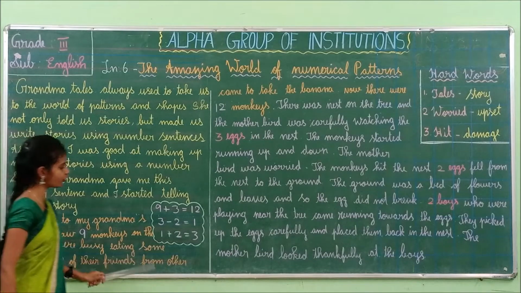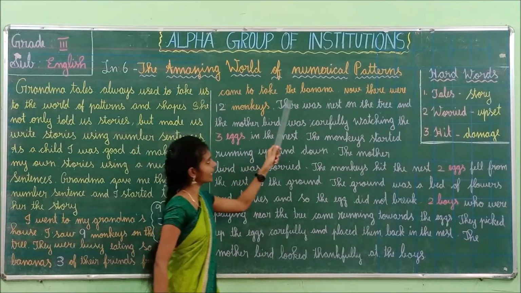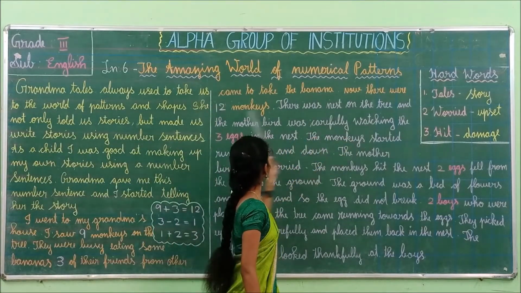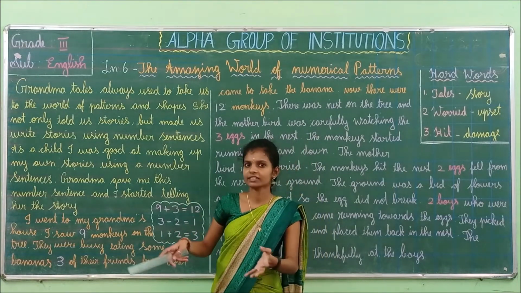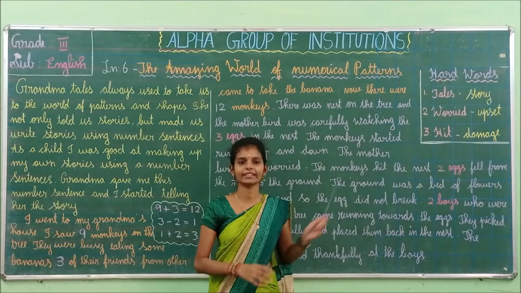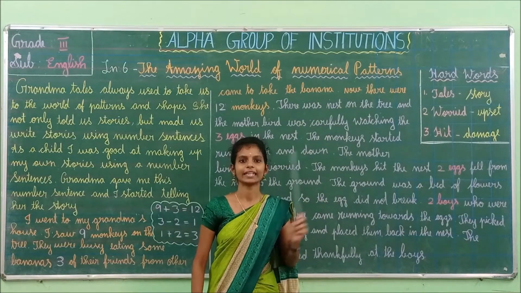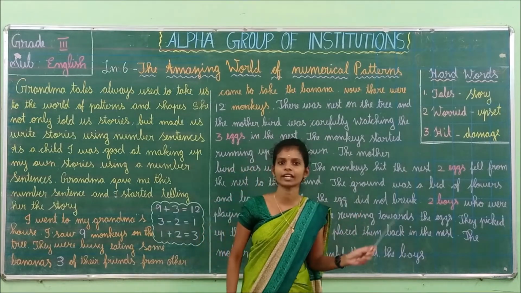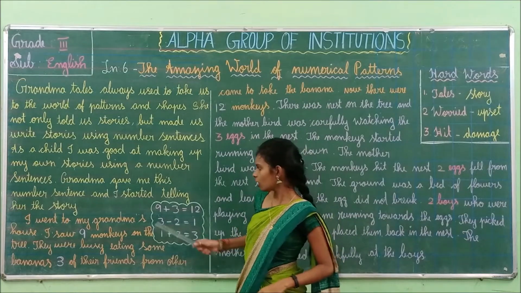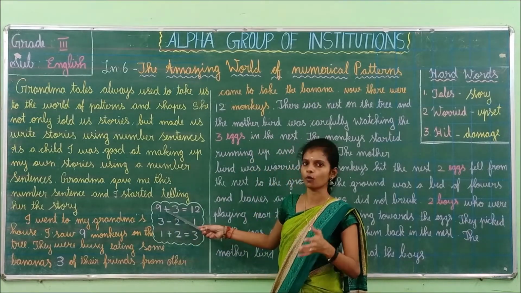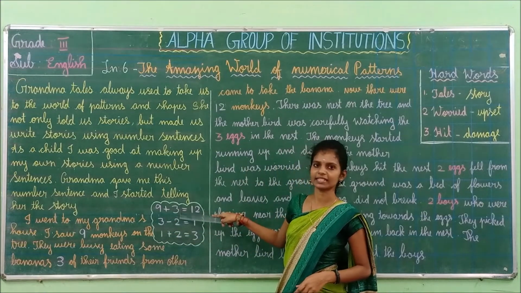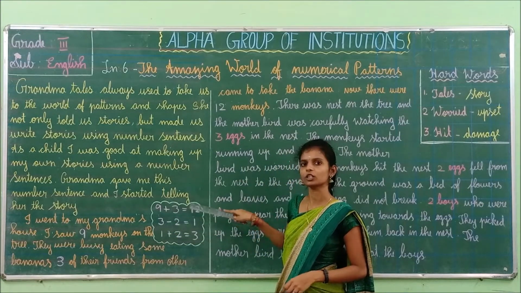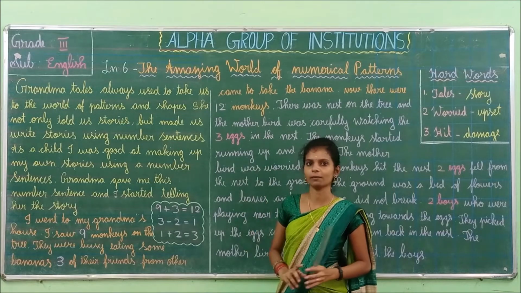3 of their friends from another tree came to take the bananas. Now there were 12 monkeys. So an extra 3 monkeys came to eat that banana. Now there are 12 monkeys. So the first line is over. 9 monkeys are there, plus 3 monkeys came. So 9 plus 3 is 12. Now there are 12 monkeys.